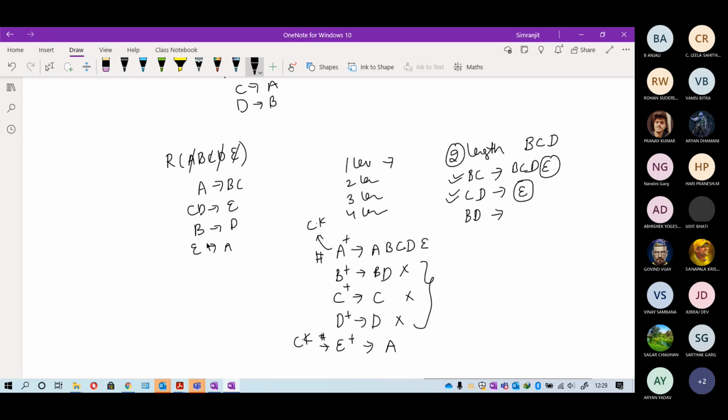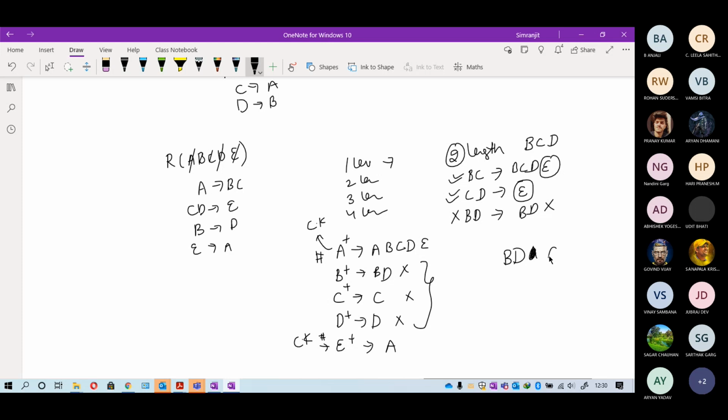Check for BD here. BD. Now I don't think you can get any other thing. Okay. So the left hand side, no. Okay. So the only thing now that is not successful here is BD. Now can I get a 3 length string that does not contain anything here? Can you get a 3 length string? So I can get BDA. No, I cannot get BDA because A is already a candidate key. It will become a super key.